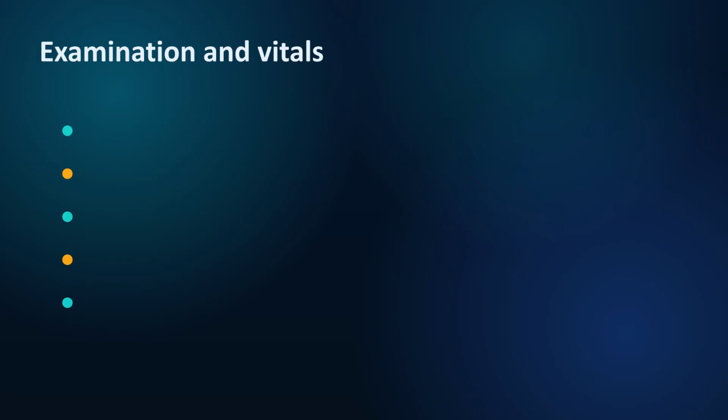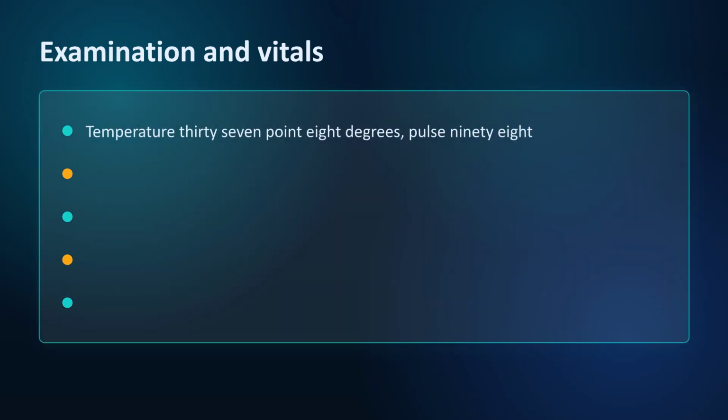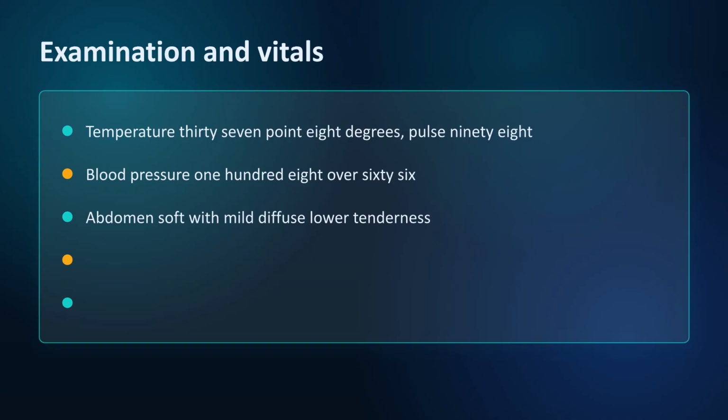On examination, her temperature is 37.8 degrees Celsius. Her pulse is 98, and her blood pressure is 108/66. So she is mildly febrile and mildly tachycardic. Her abdomen is soft with mild diffuse lower tenderness. There is no rebound and no guarding, and bowel sounds are present.